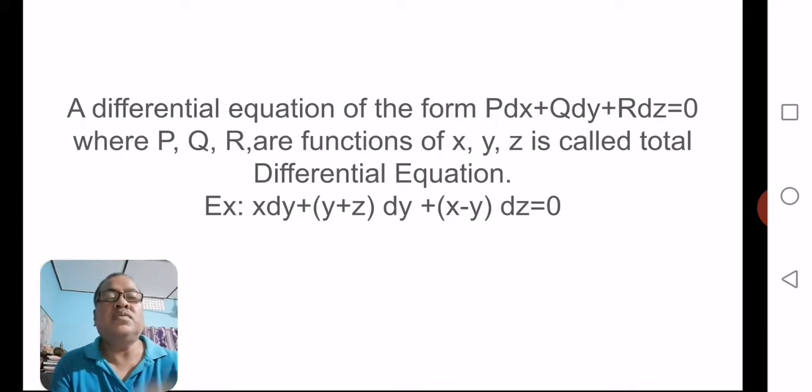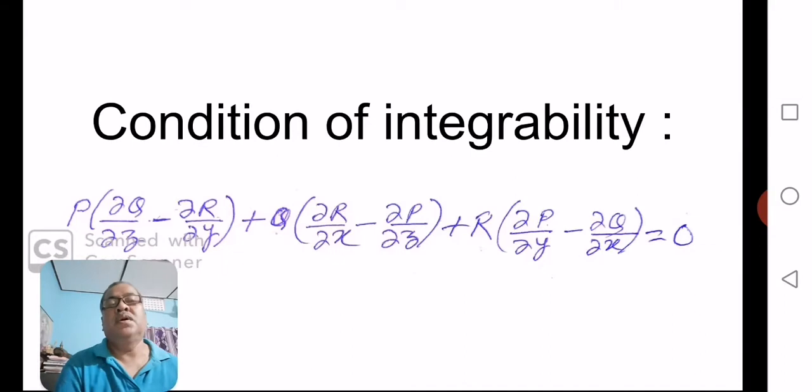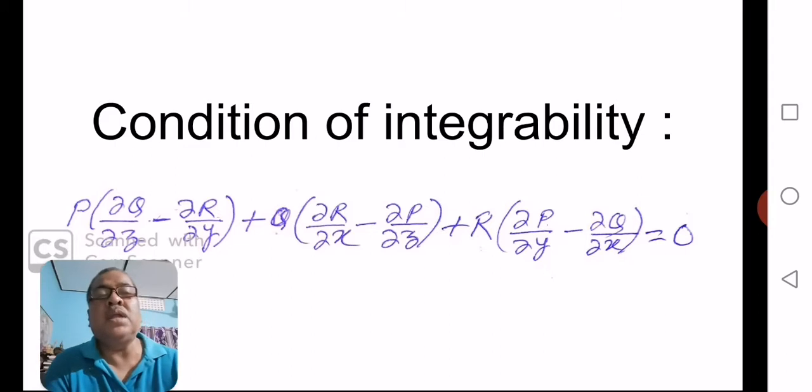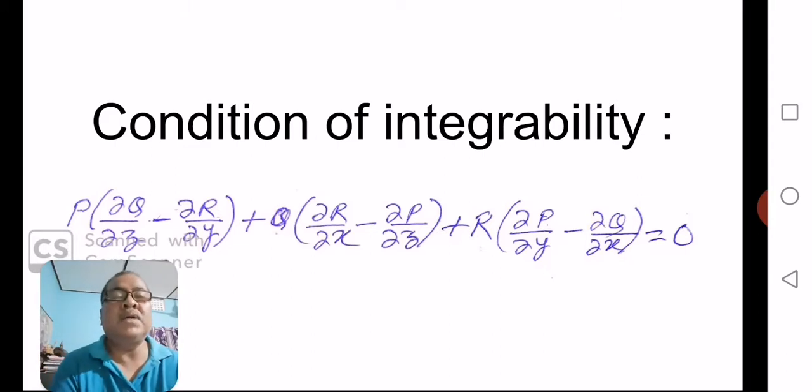Next, how can we solve the total differential equation? Before solving, we first test the condition of integrability. The condition of integrability is p into (del q by del z minus del r by del y) plus q into (del r by del x minus del p by del z) plus r into (del p by del y minus del q by del x) equal to 0. Now the question is how we can find this condition.